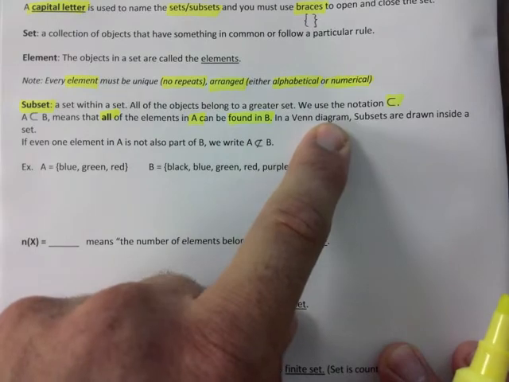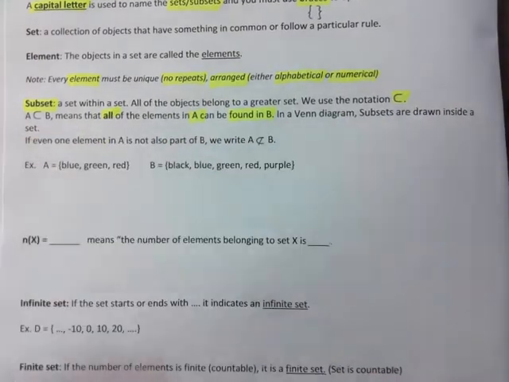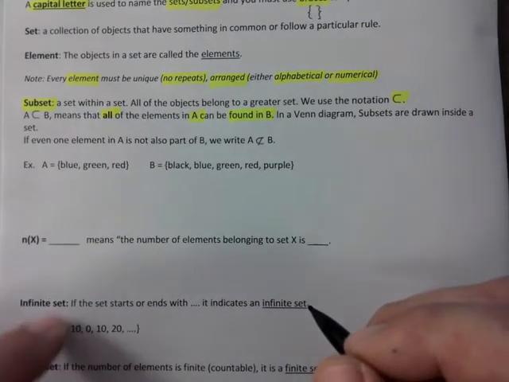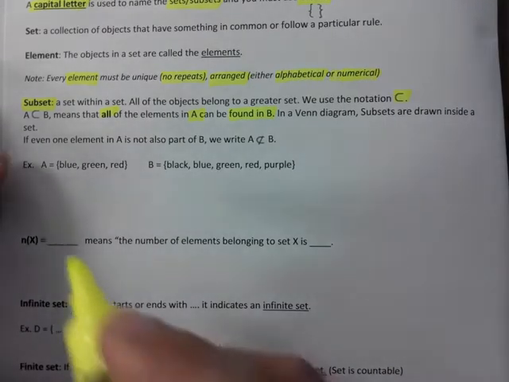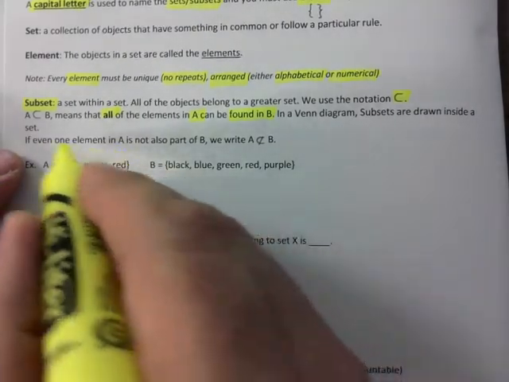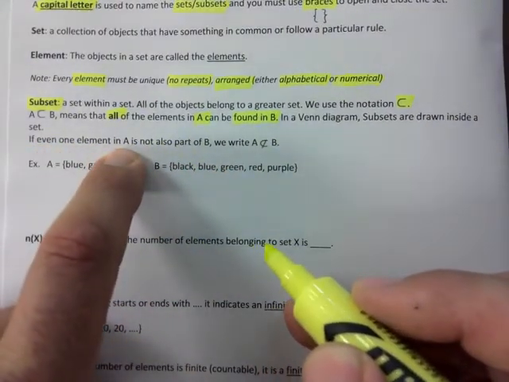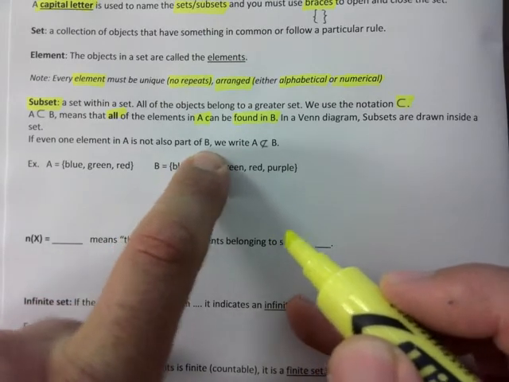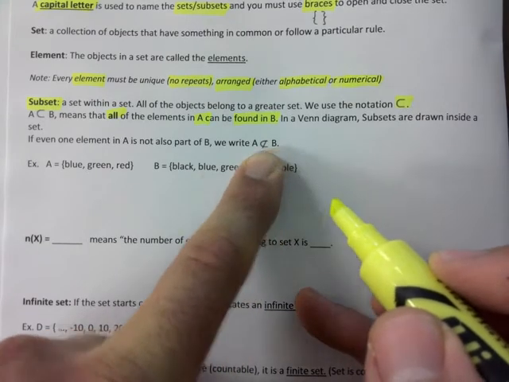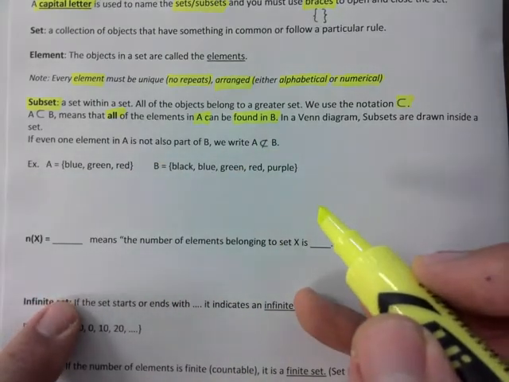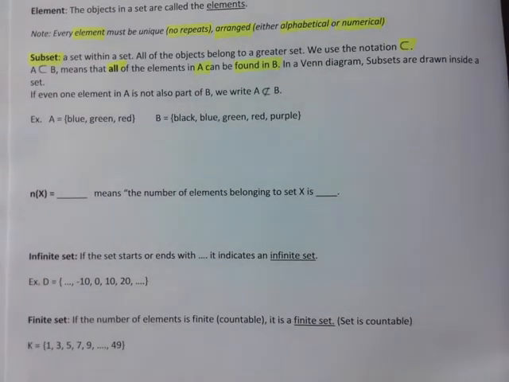In a Venn diagram, subsets are drawn inside a set. And you're like, what? I'm not going to give you an example yet, it's coming up. Even if one element, and this is very important, in A would not be part of B, then we write A is not a subset of B. And right now you're probably thinking, when is this going to stop? Well, soon I'm going to apply these concepts. First you need to know, right? If you look back, you'll remember what a subset is.